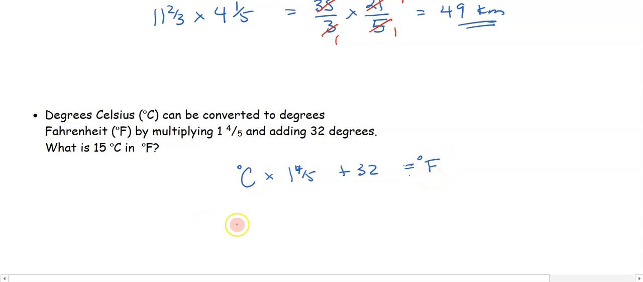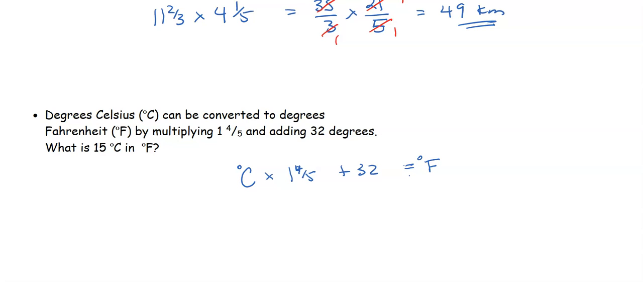So for example, if we had 15 degrees Celsius here, the way I would estimate it in my head is I would double it. I would get 30. Then I would add 32. And I would get 62 degrees Fahrenheit. So therefore, 15 degrees Celsius is approximately 62 degrees Fahrenheit. But the actual way of doing it is to use 1 4/5. That's more accurate instead of just an estimate.